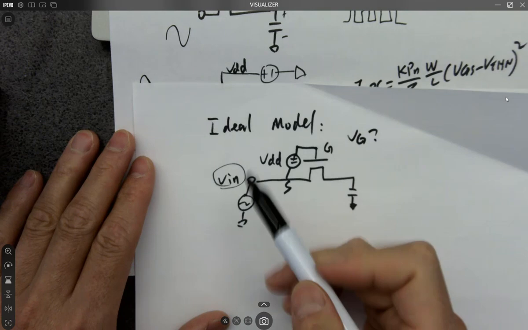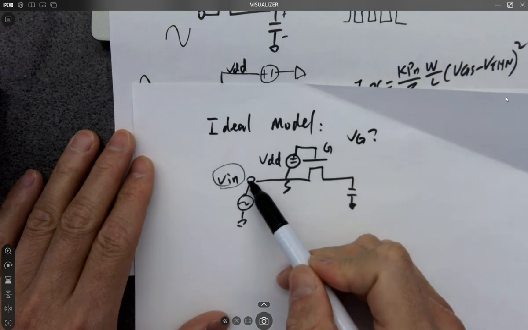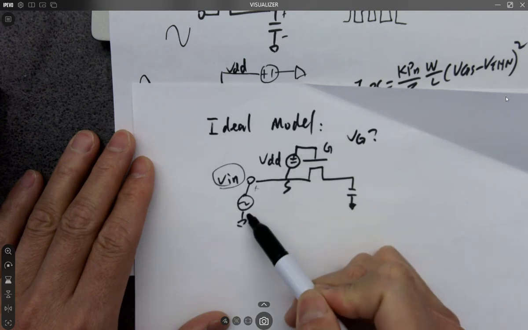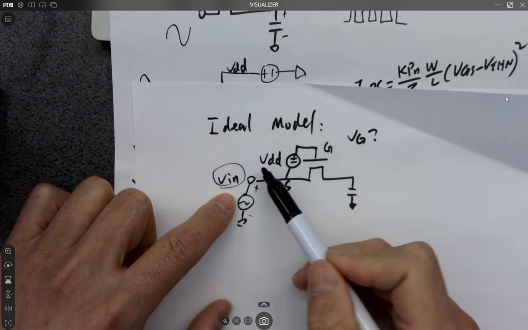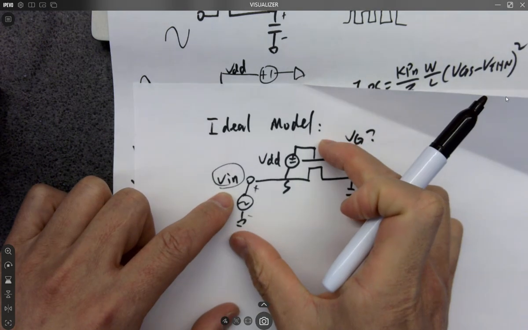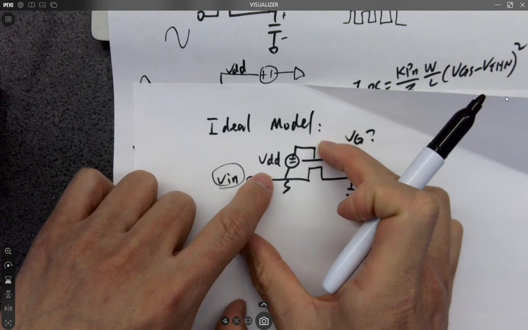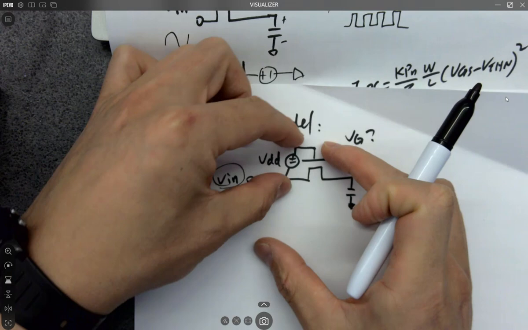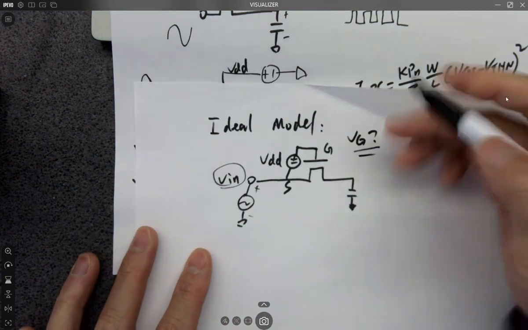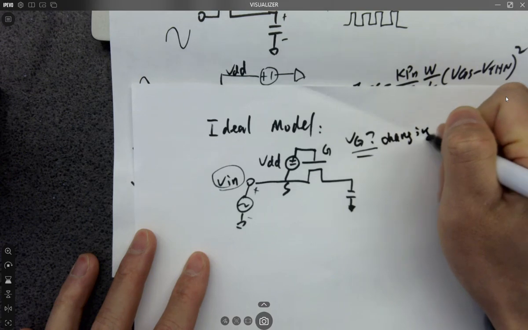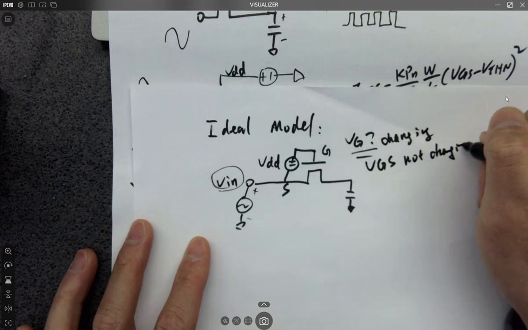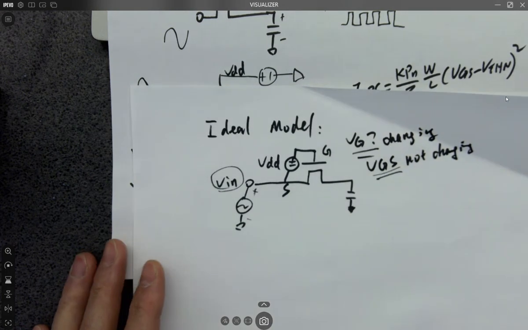Why? Whenever V is pushing, it's adding V into the cathode of the VDD. Eventually, you are forming a series. If you consider this as a battery, eventually VG becomes a varying signal sitting on top of VDD. So VDD becomes a DC offset. We're adding this AC signal to a DC signal. So VG is changing. However, VGS is not changing. And VGS is the one we are looking at.